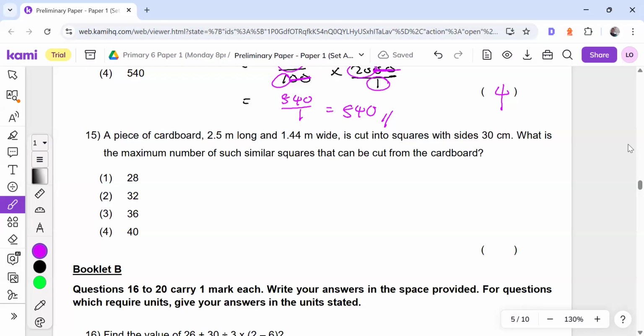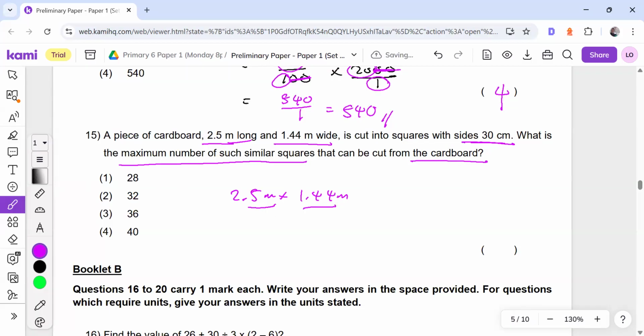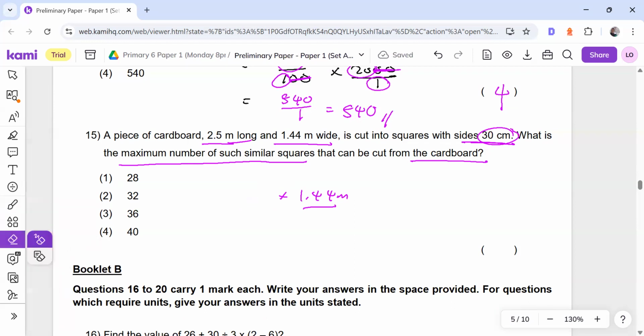A piece of cardboard 2.5 meter long and 1.44 meter wide is cut into squares with side 30 cm. What is the maximum number of squares that you can cut from the cardboard? Now, did anybody take 2.5 meter times 1.44 meter, which you also can't do because it's very hard, no calculator? And then you take 30 times 30, and then after that you divide to get how many squares. That is not the correct way to do it.